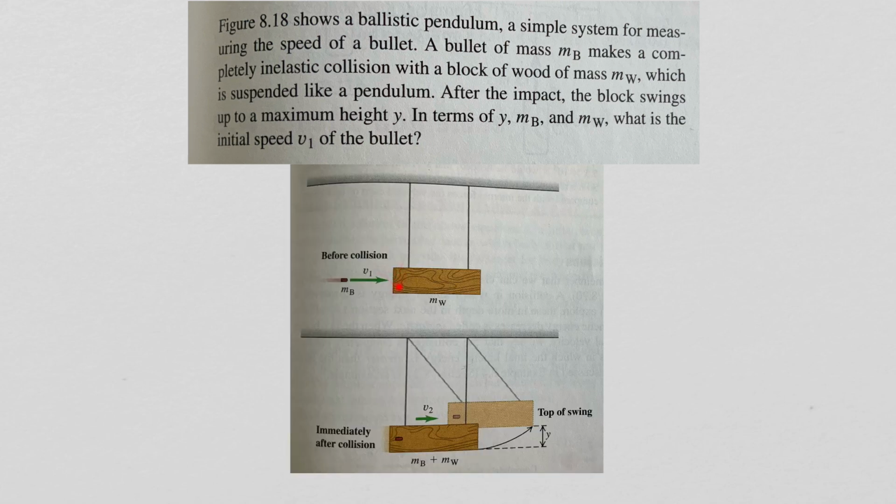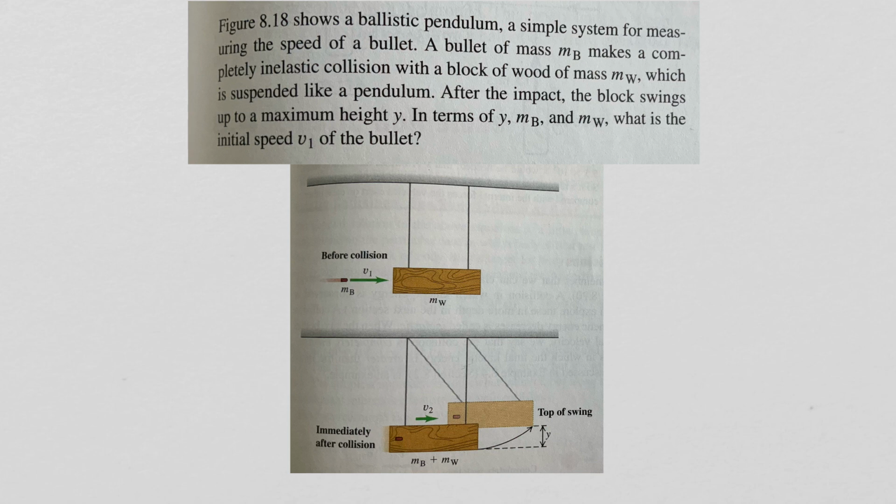So this is the ballistic pendulum. This is the block of wood with mass mw suspended with two strings, and it can swing left and right like a simple pendulum. Here is the bullet with mass mb. The bullet hits the block and it gets stuck in it, and then the system block plus bullet starts to swing up as a pendulum.